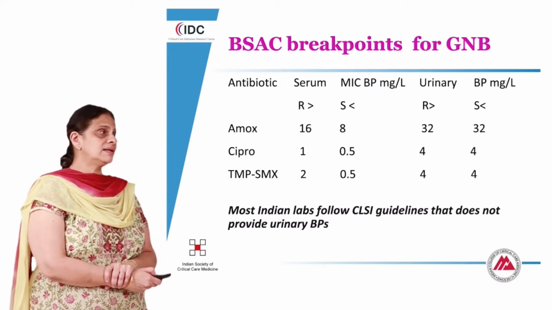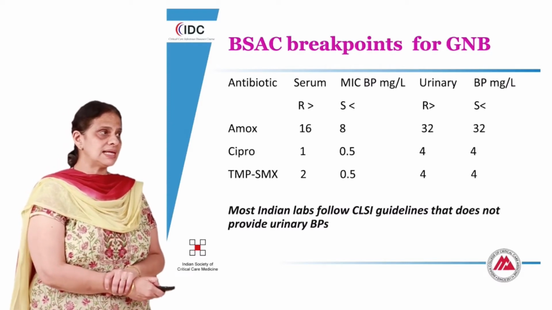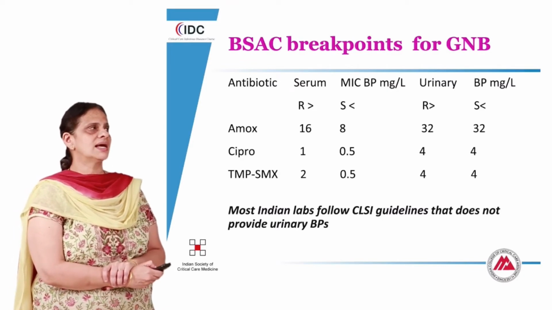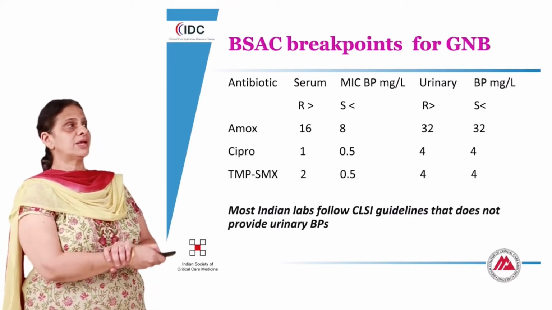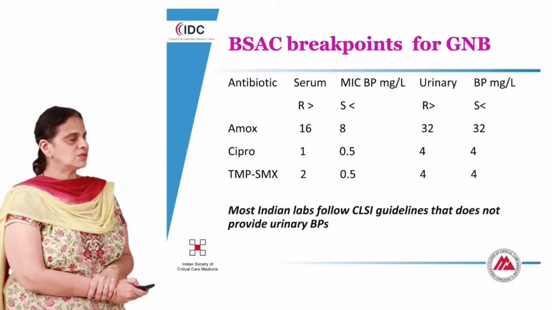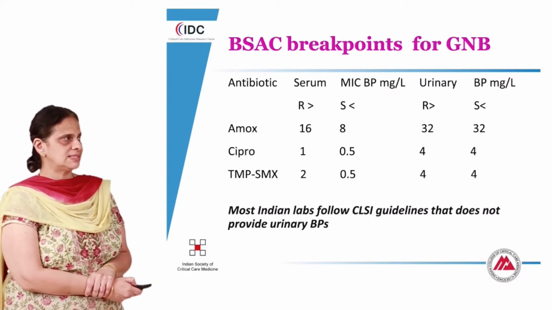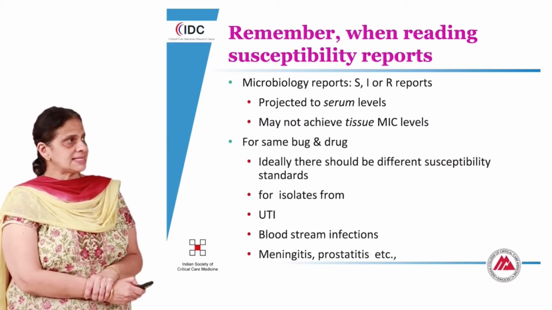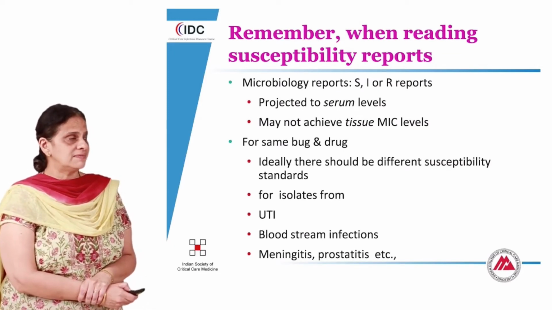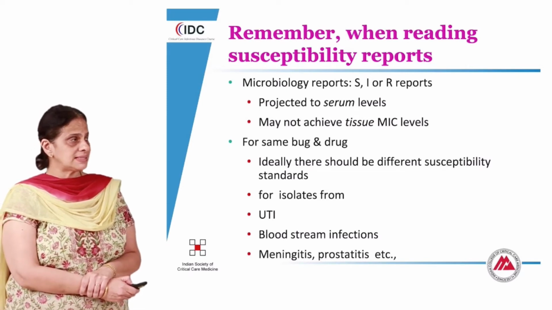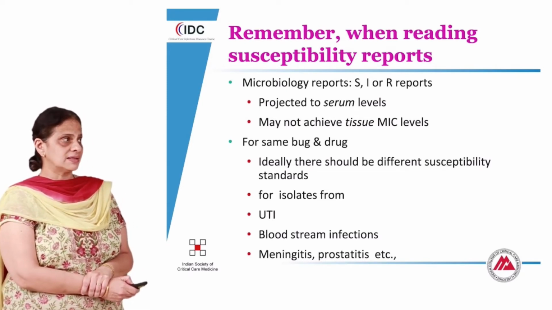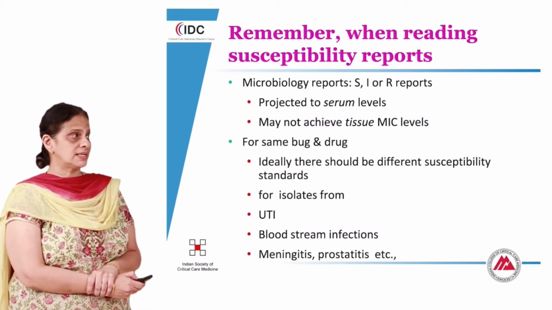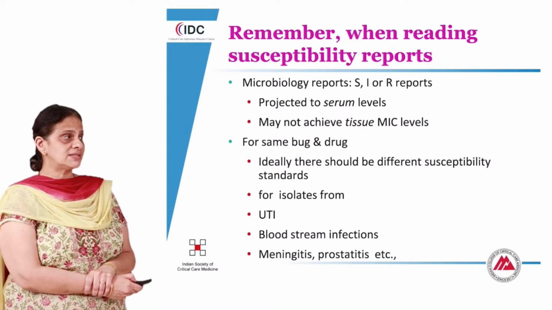The issue here is that most Indian labs follow the CLSI guidelines that don't have urinary breakpoints. The BSAC, that is the British Society for Antimicrobial Chemotherapy, actually has urinary breakpoints defined for these drugs. So remember that microbiology reports of S, I or R are projected to serum levels. They don't tell you what the tissue MICs are, and for the same drug, there should ideally, in a perfect world, be different susceptibility standards for isolates from the urine, from the bloodstream or from the meninges.